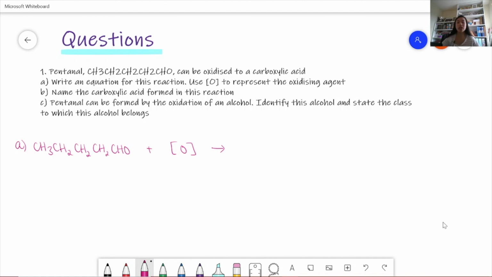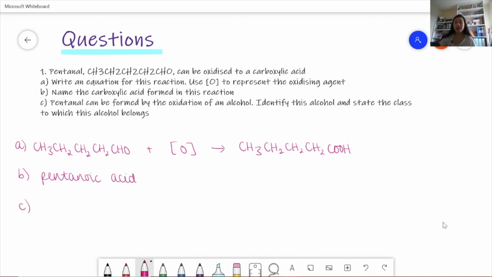So we should form pentanoic acid from pentanal, because we're oxidizing it. CH3, CH2, CH2, CH2, and then COOH. And then for B, name the carboxylic acid. So this would be pentanoic acid, because it has 5 carbons.